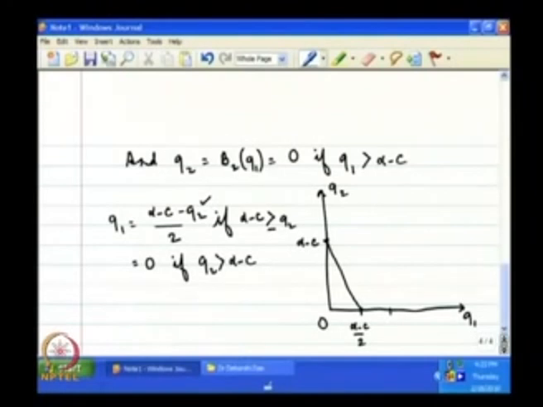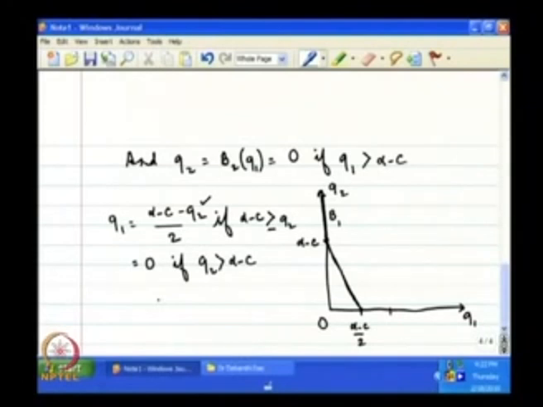If Q2 is greater than alpha minus C, then Q1 is 0, which means we are talking about the Q2 axis itself. So this is my B1. It consists of two parts. One is the downward sloping part, and another is the vertical part, which is over the point alpha minus C.